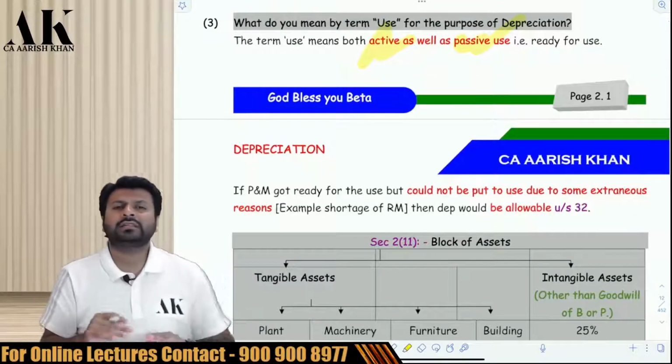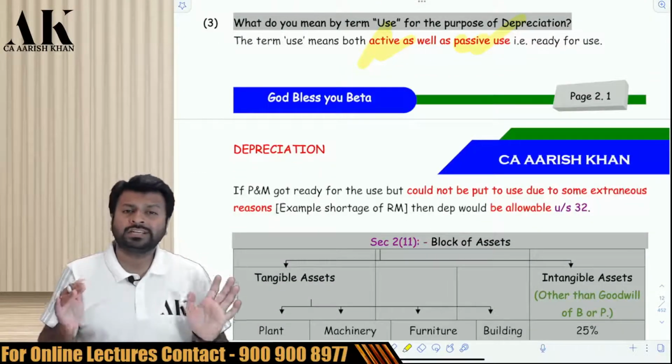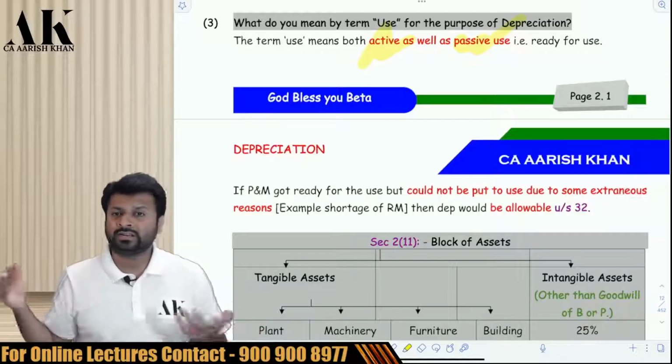Now, suppose I bought an asset and I am not able to use that asset because of some extraordinary reason, say maybe a paucity of raw material, that is, shortage of raw material in the market.